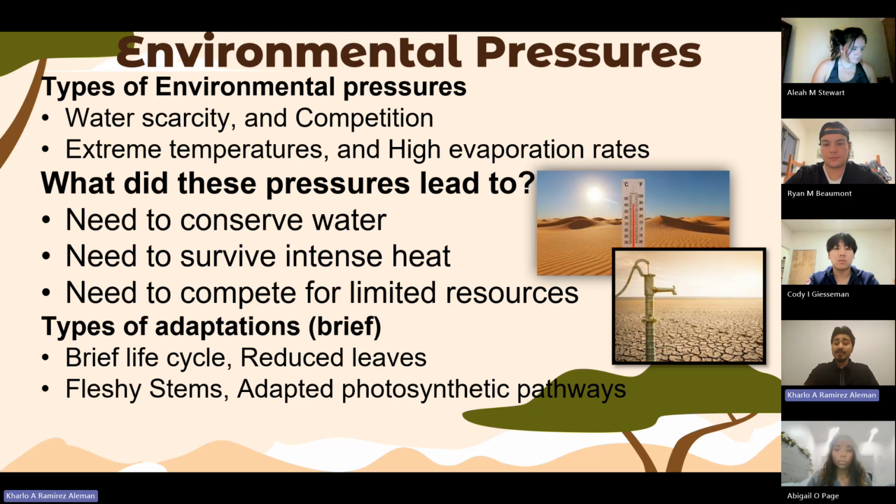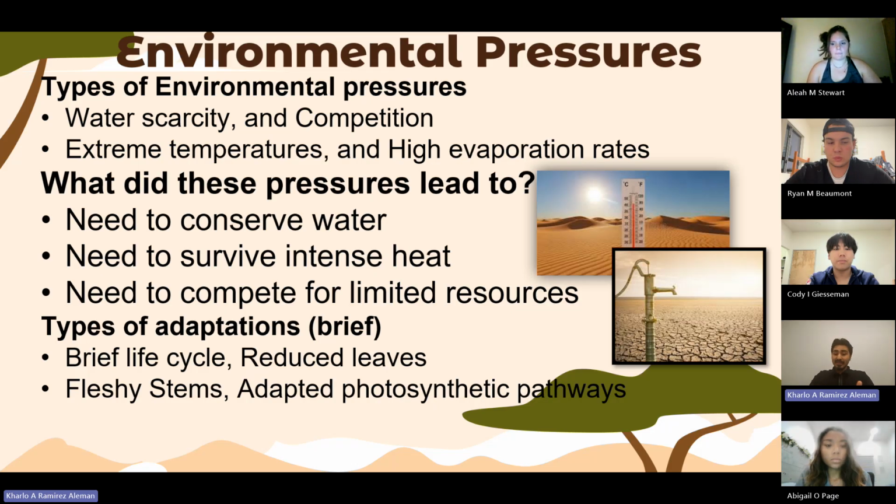Okay. Now, a few of the environmental pressures that have led to these adaptations that we see in desert plants in today's day and age. These desert plants have had to deal with many pressures, and these include water scarcity, high evaporation rates in these environments, extreme temperatures, and even competition for resources with other organisms. These pressures have led to three main needs for desert plants: the need to conserve water, the need to survive the intense heat, and the need to compete for the limited resources. And some of the adaptations have focused on increasing water intake, limiting water loss, and storing up water for later use.